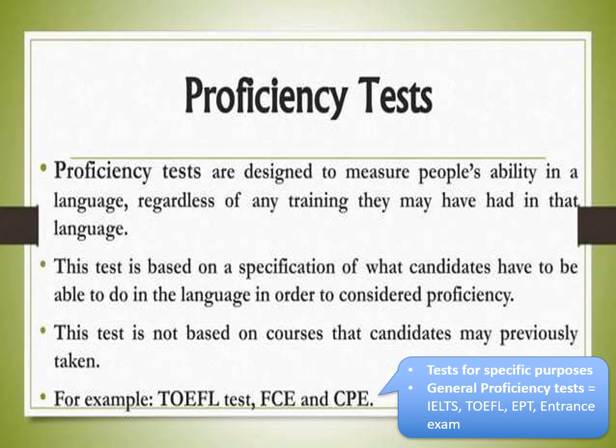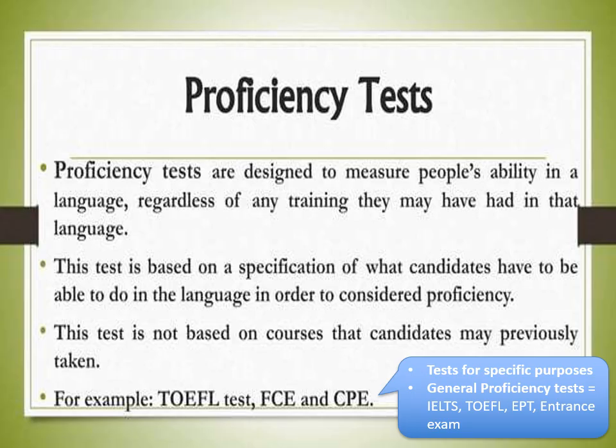And then we have the general proficiency tests. These are broader and not tied to any specific job or course. For example, the Cambridge First Certificate in English, the FCE test, the Cambridge Certificate of Proficiency, the CPE test, the IELTS test, the TOEFL test, and even our own APT test, and even the entrance exam. So these tests measure your overall English ability at this moment, without focusing on any particular subject or profession.